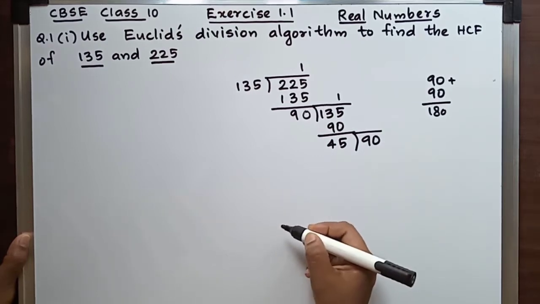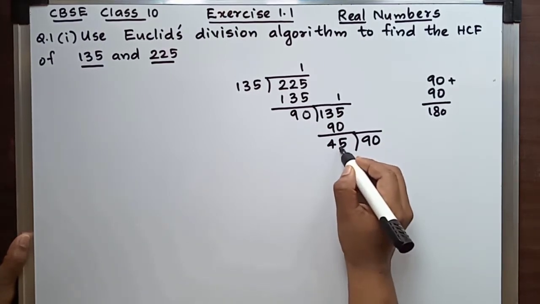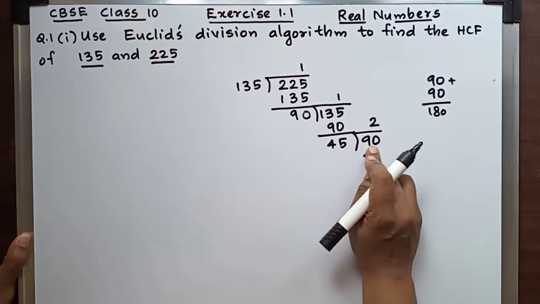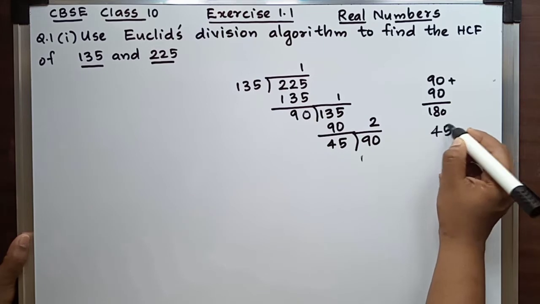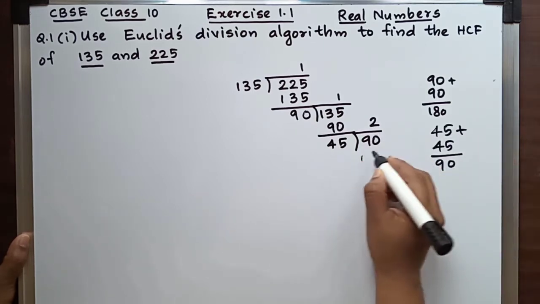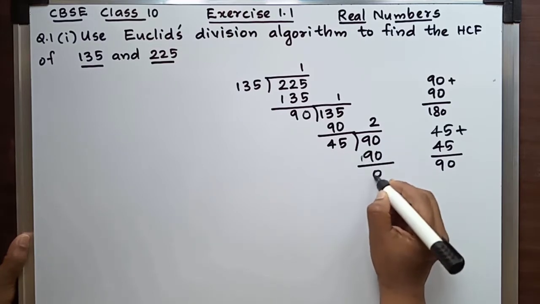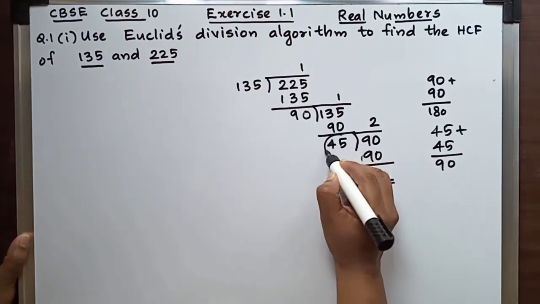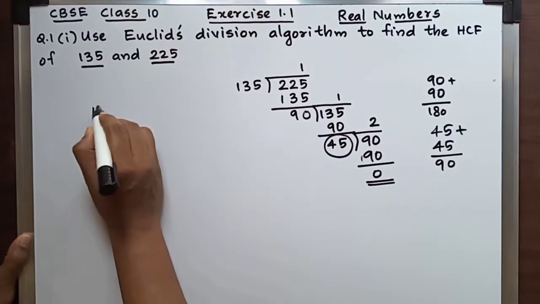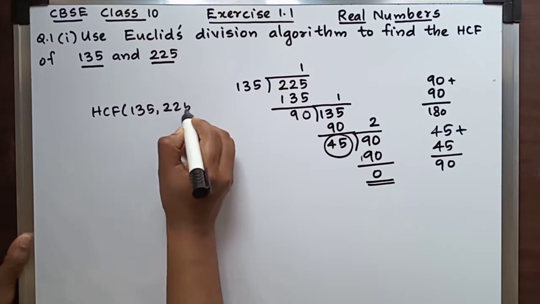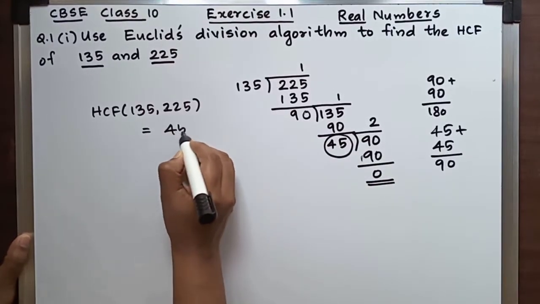Then what we will do, we will take this 90 here. See, 90 is divided by 45. We know 2 times 45 is 90, right? 45 plus 45 will get 90. So 2 times 45 is 90. We will get the remainder as 0. So what is the HCF here? Here HCF is 45. So the HCF of 135 and 225 is equal to 45.